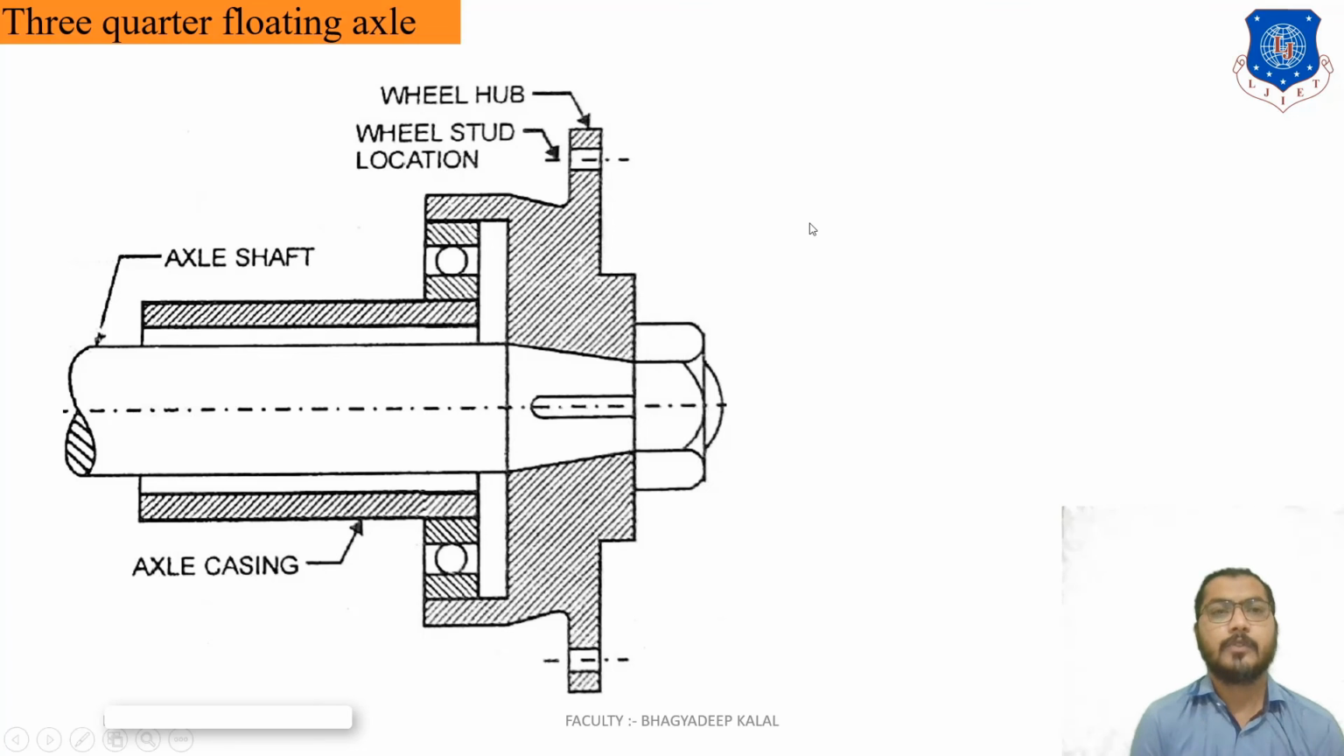So thank you so much. Our fourth chapter is totally completed. In this chapter we covered the differential mechanism, limited slips, and rear axles, the different types of rear axles.